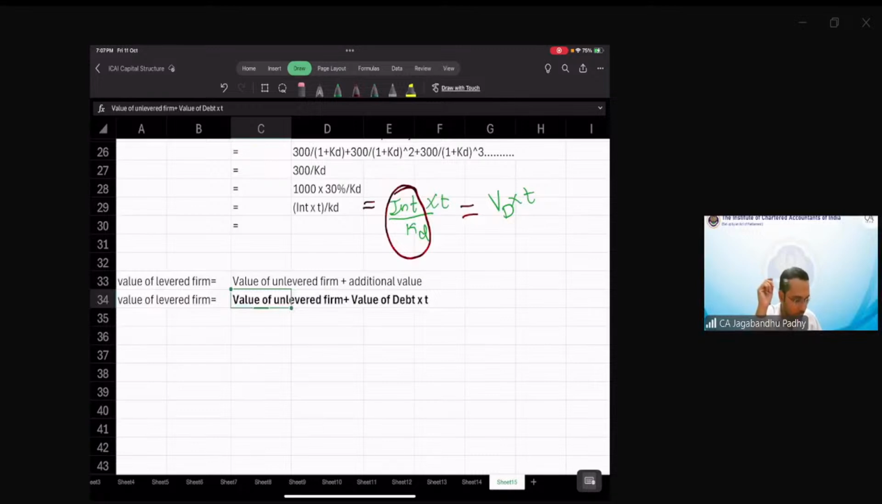Now in this MM model with the taxes approach, will I call it a theory of relevance or theory of irrelevance? Of course, it will be theory of irrelevance because now due to capital structure, the value is changing.